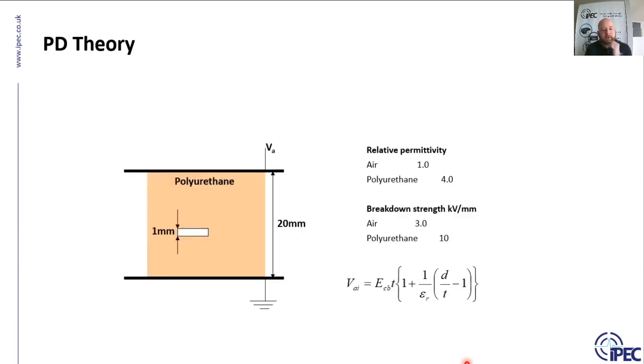So the easiest way to explain that is if I look at this slide here. The breakdown strength of air is 3 kV per millimeter.